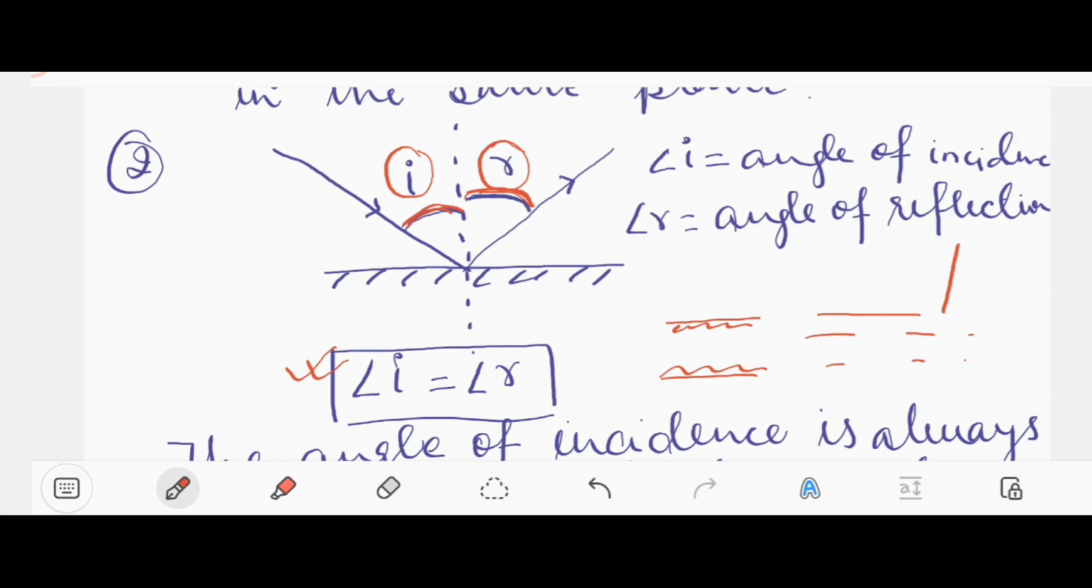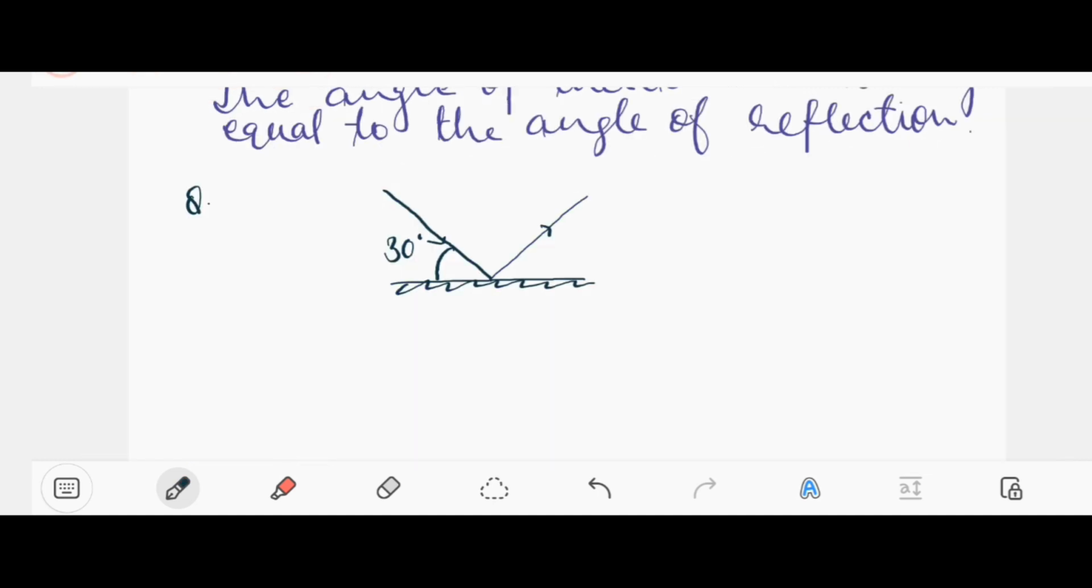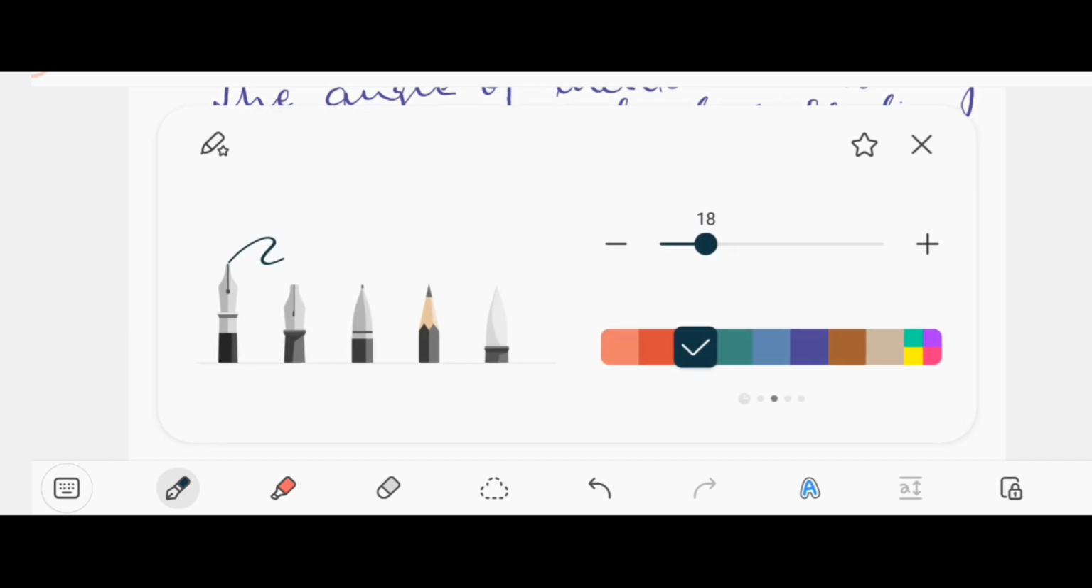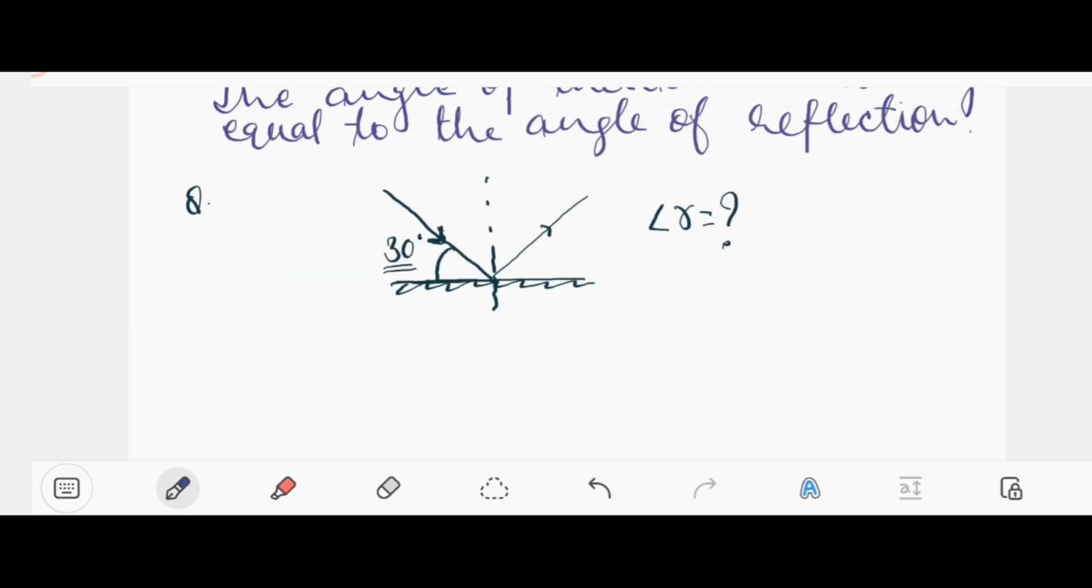Now let's see a few questions related to this. Suppose, students, the question says the angle formed between the surface on which the light is incident and the incident light ray is 30 degrees. So what is the angle of reflection? Now students, we can draw a normal to the plane. We have drawn a normal.